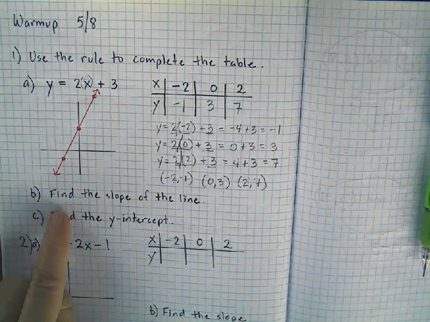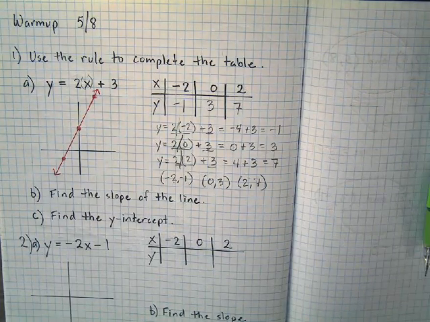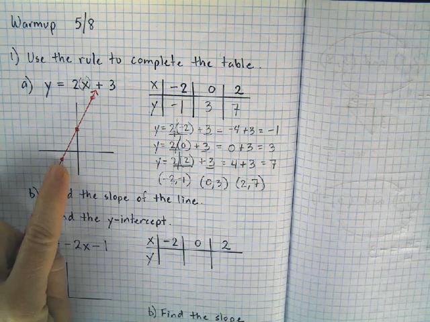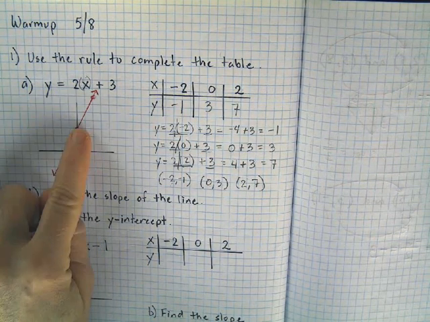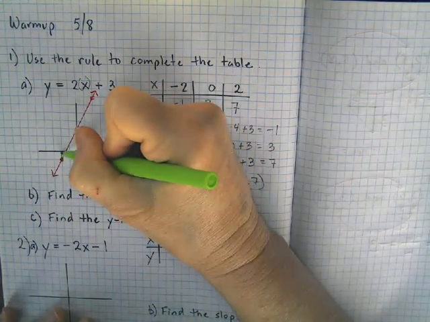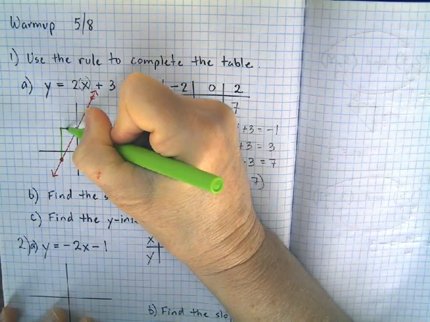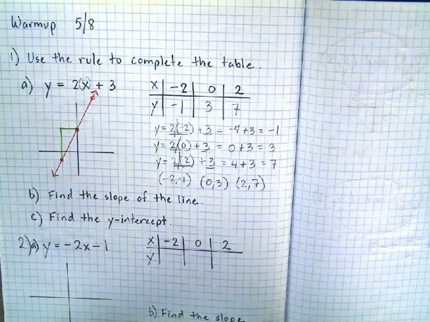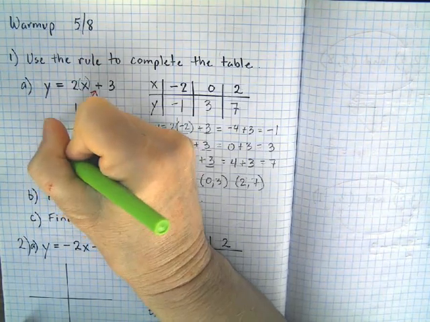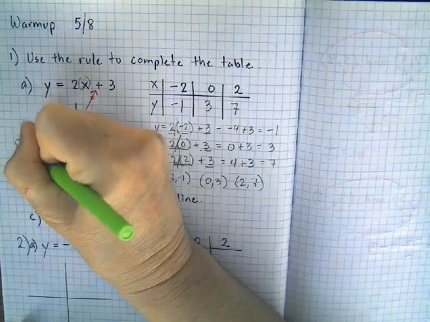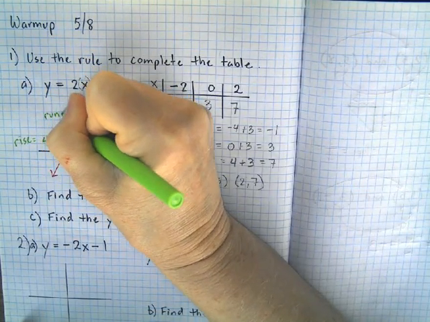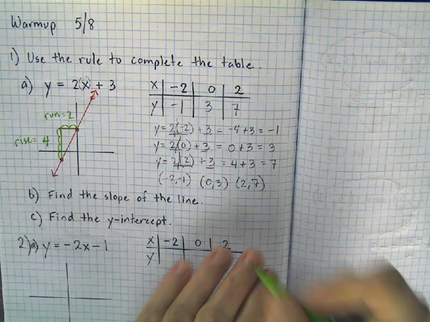All right, let's find the slope of this line. Okay, slope is rise over run. So pick 2 dots. Doesn't matter which 2, this one and this one, or this one and that one, doesn't matter. So I'm going to rise, and then I'm going to run. So how far did I rise? Let's count the spaces. 1, 2, 3, 4. My rise is 4. And my run, 1, 2. My run is 2.